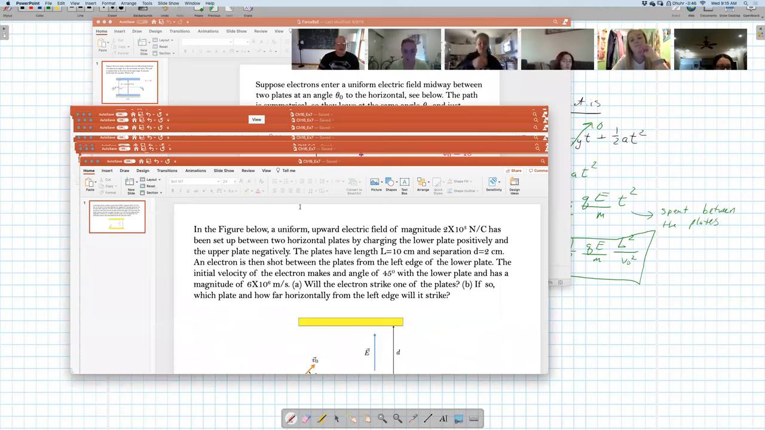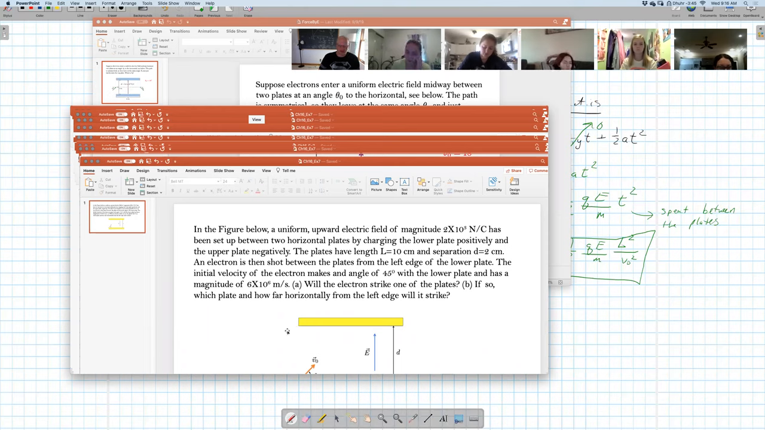So then it says that the length of the plates here is 10 centimeters. They're separated by a distance of 2 centimeters. And it wants to know if we have an electron that is shot between the plates from the left edge, that it makes an angle here of 45 degrees relative to the lower plate, and it has a magnitude of 6 times 10 to the 6th meters per second. So that's how fast it's moving. Will the electron strike one of the plates?